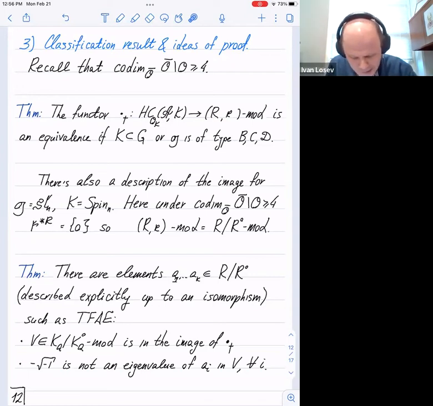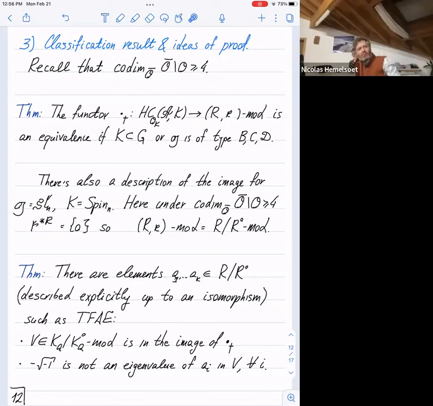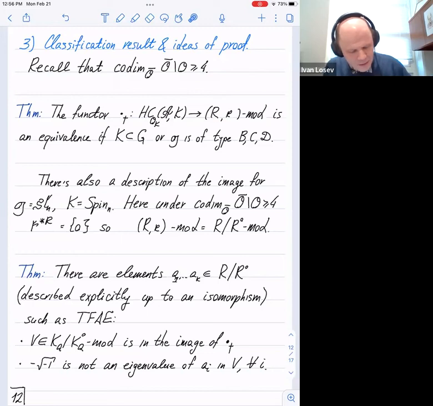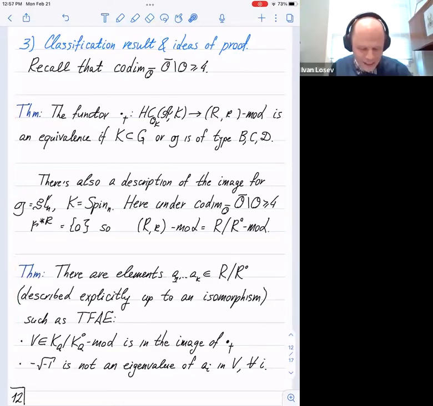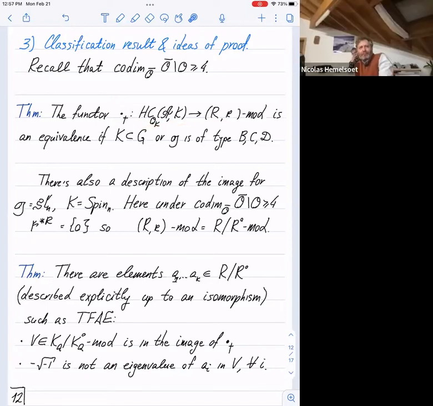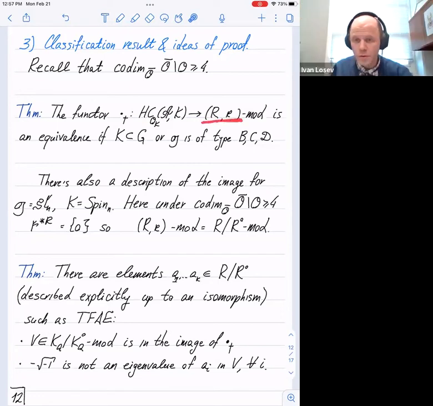So, all right. I want to again reemphasize that I'm under this codimension 2 condition, and we'll see a little bit later why I want to impose it. Then there is one theorem which is neat and cute, and one theorem which is still cute but less neat. The cute theorem is about my functor, the restriction functor, which goes from this irreducible Harish-Chandra module supported on the closure of a given orbit to twisted equivariant modules over R.